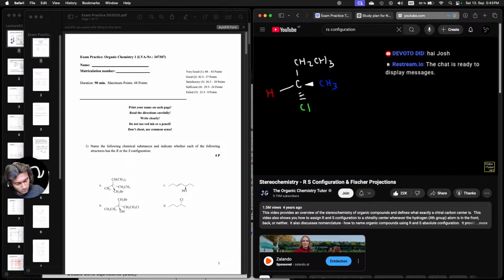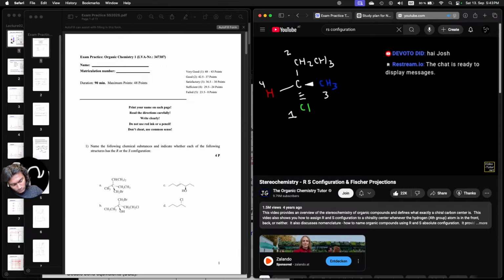Now this problem is different because hydrogen, group number 4, is neither in the front nor in the back. So how do you assign the configuration in this situation? Well, let's begin. We know that chlorine has the highest atomic number, so that's going to be group number 1. Ethyl has more priority than methyl. So ethyl is 2, methyl is 3, H is 4.